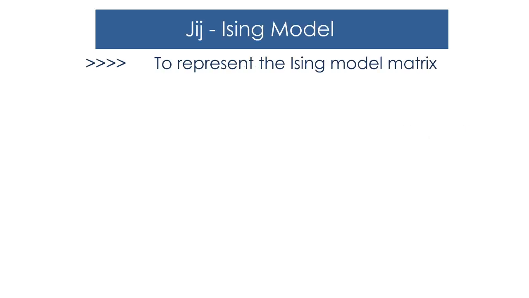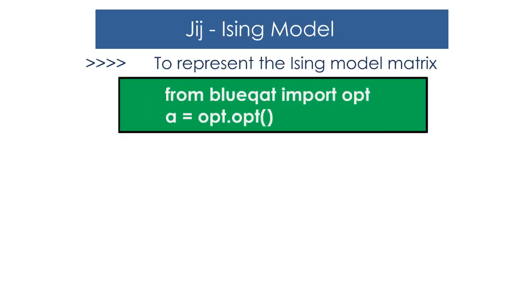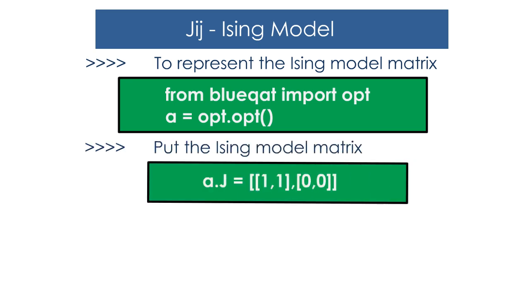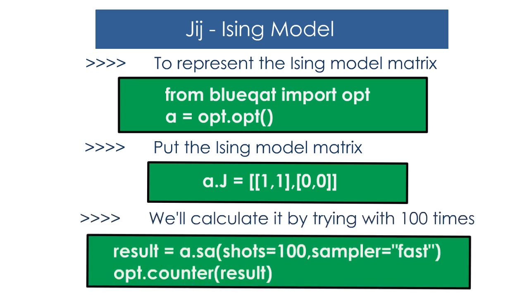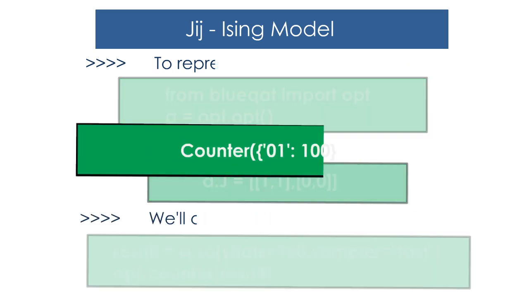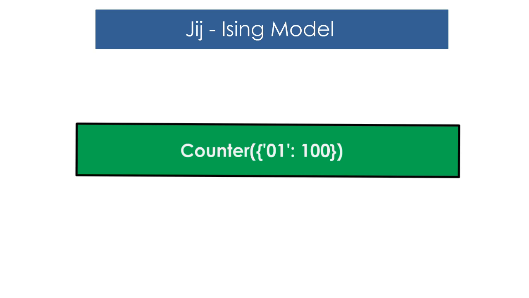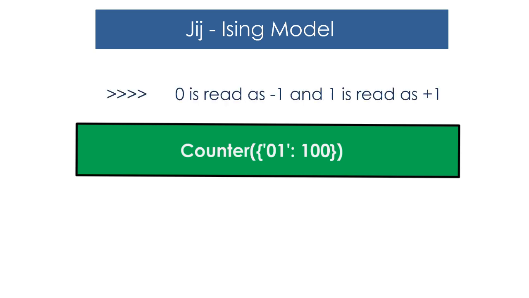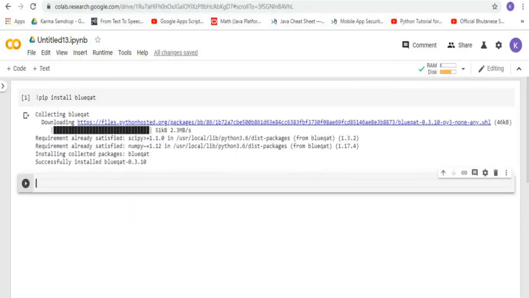To represent the Ising model matrix, we have to import opt module from BlueCat and initialize A to store the matrix. Now we'll put the Ising model matrix. Then we'll calculate it, but this time we'll try using 100 times. When we run all this, we get this output where 0 is read as -1 and 1 is read as +1. Let's try it out in Google Colab.